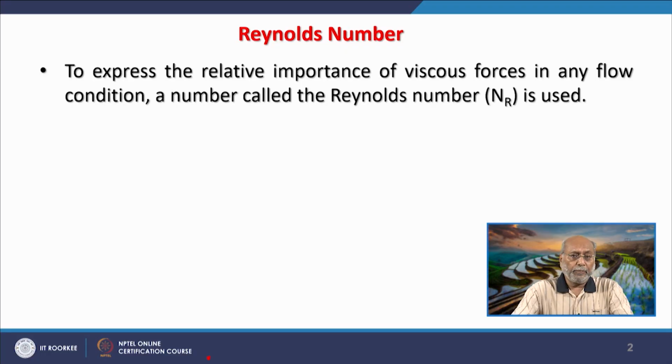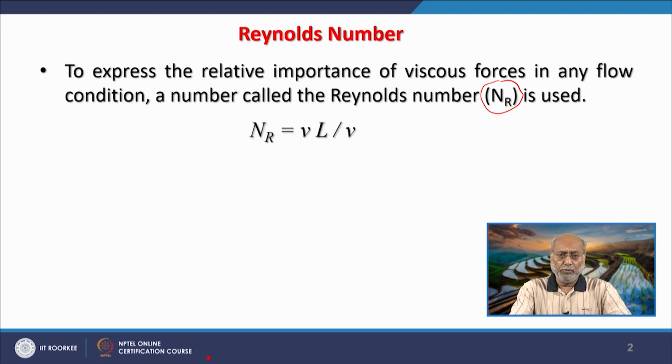So, let us start. The Reynolds number is there to express the relative importance of viscous forces in any flow condition, and the number given is called the Reynolds number. It is denoted with R and subscript N, N subscript R. This is a normal convention, but depending on the literature sometimes people use a different convention, it does not matter.